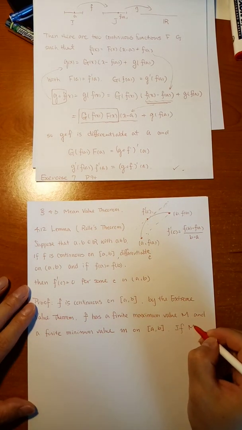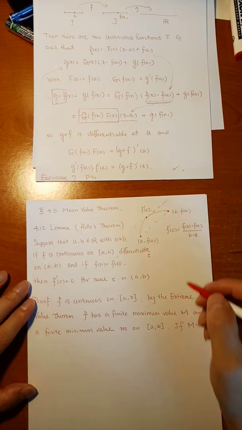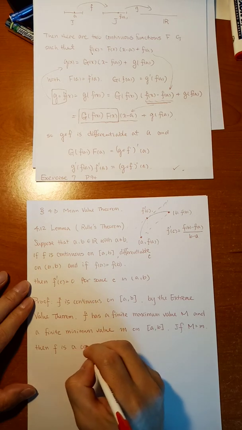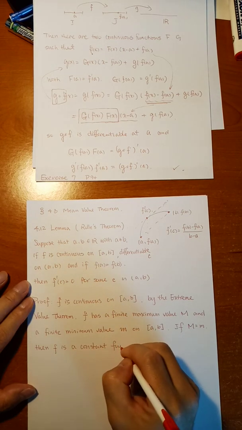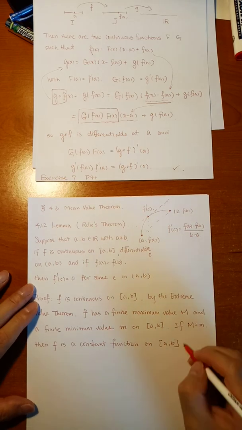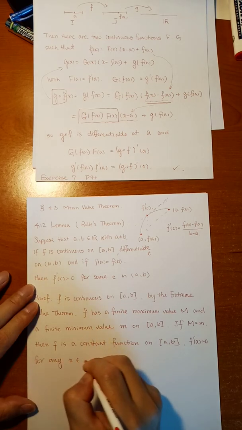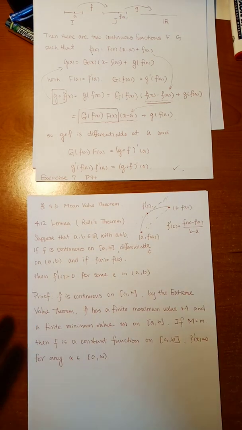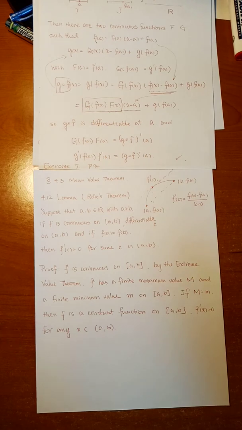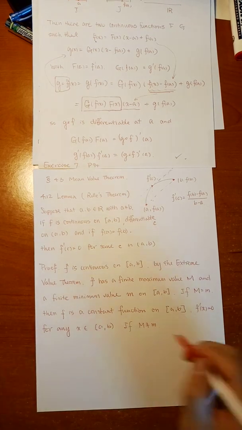If capital M is equal to little m, if the maximum is equal to the minimum, then f is a constant function on [a, b]. If f is a constant function, then f prime of x is 0 for any x in the open interval (a, b). That's trivial.